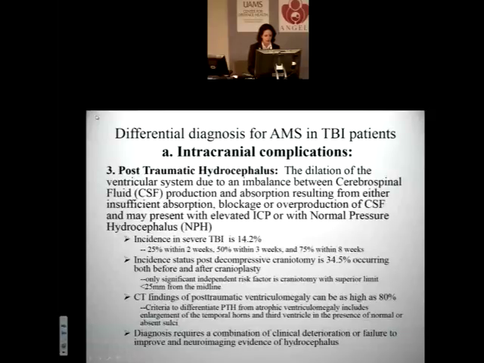These criteria include enlargement of the temporal horns and the third ventricle in the presence of normal or absent sulci. But this criteria is not perfectly specific for hydrocephalus, and so to make the diagnosis, we do require a combination of the clinical deterioration or failure to improve and the neuroimaging to support it.